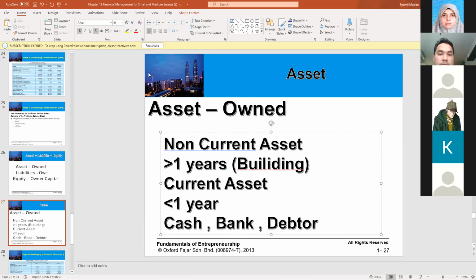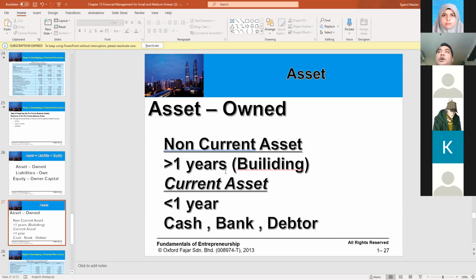Okay. Non-current asset, and then the current asset. Cash, bank, and a debtor. Okay. What does it mean by debtor? Let me tell you, a debtor is someone that owes you money.